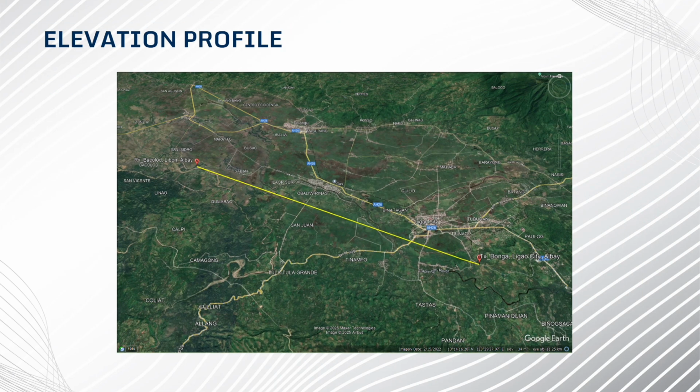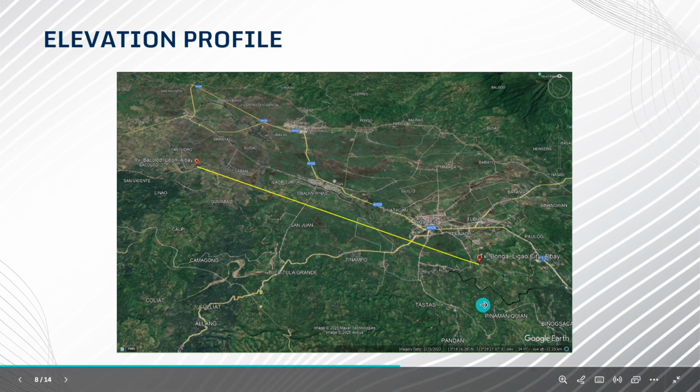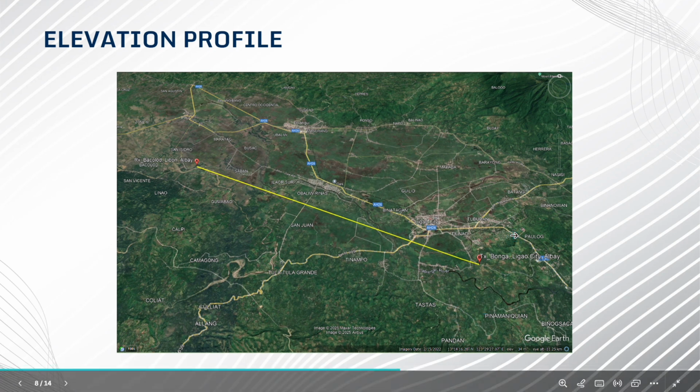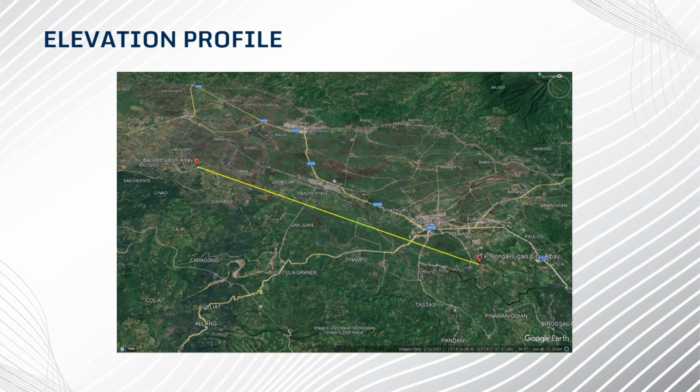Next is the elevation profile. As you can see in the picture, here is the elevation profile or the straight path of the two connected location sites. From the Google Earth Pro, this is the straight path of the chosen location for receiver and transmitter in the area of Bacolod, Liban and Bongaligal City. This picture shows the point-to-point location connected for the microwave link communication.